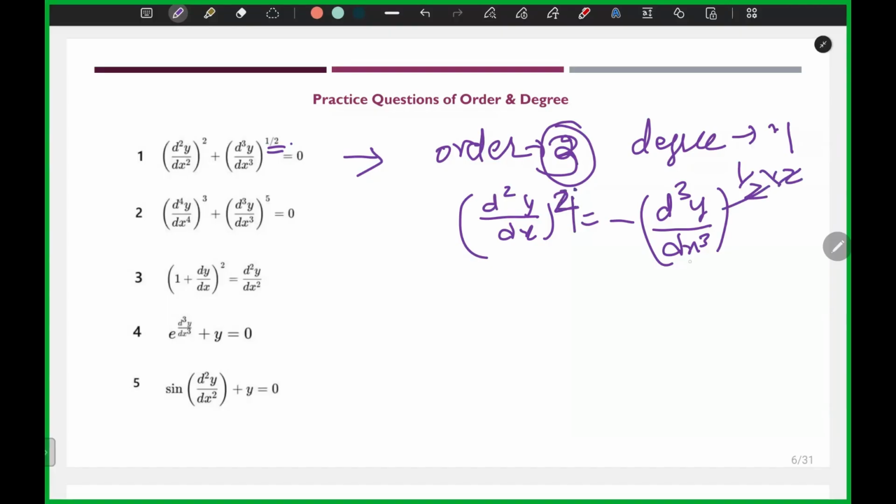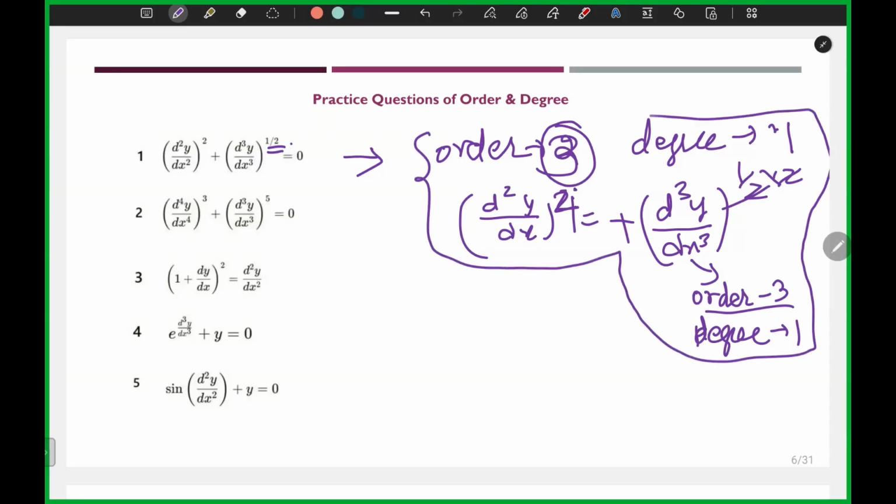Okay. So here what you see, order is the highest order derivative, that is 3, and degree is the power of the highest order derivative part. So on squaring, it will become plus, so it is 1, right? Anyone, you got my point, right? Yes, sir.